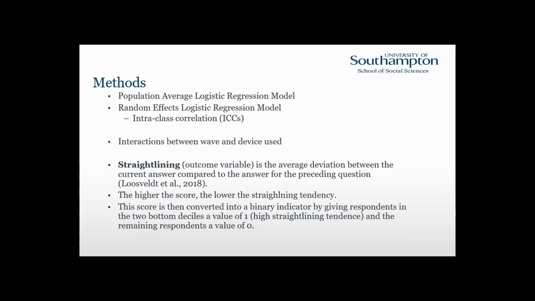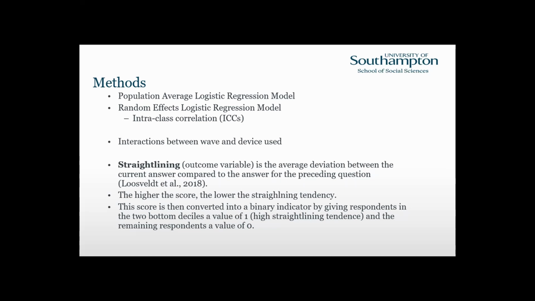So I already mentioned straight lining, but because it can be defined differently in different studies, I'll just tell you the definition of how we use our outcome variable. So straight lining is the average deviation between the current answer compared to the answer to the preceding question. And we use this definition from Lusvold and colleagues in 2018. The higher the score of straight lining, the lower the straight lining tendency.